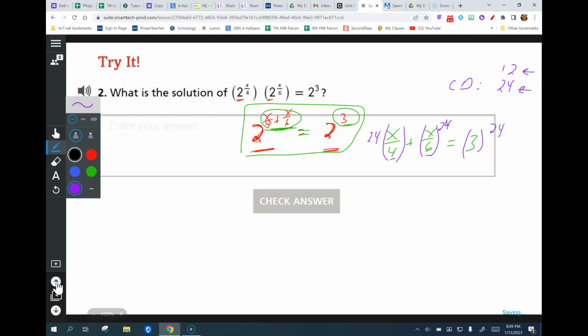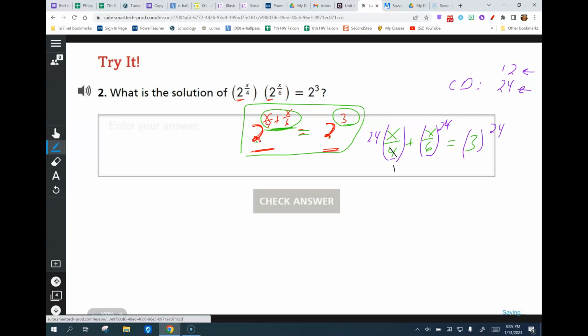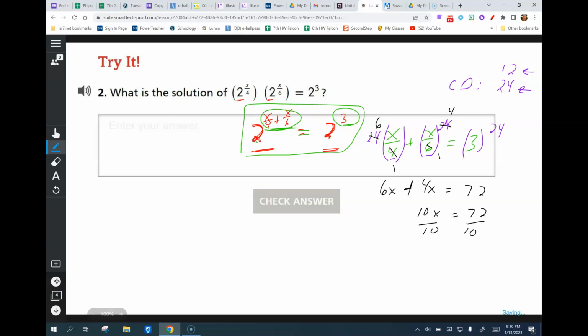Okay? So now we're going to get that the 4's drop out, or divide by 4, I get 6x. Divide by 6, I get 4. And now, you're back with calculators, so not a problem. 3 times 24 is 72. Now we're just going to solve this equation. 10x is equal to 72. Divide by 10. X is equal to 7.2, not 7.5. Sorry about that. 7.2.